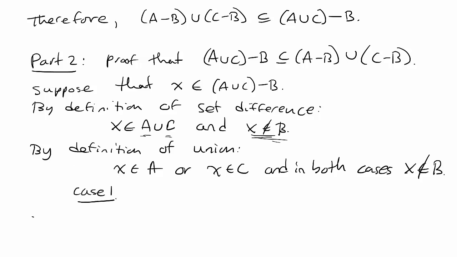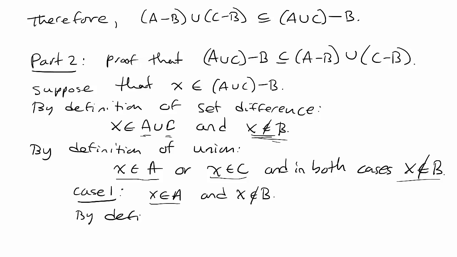All right, case 1, X is in A and X is not in B. Right? X is either in A or it's in C. So case 1, I'm going to say it's in A. Right? In both cases, it's not in B. By definition of set difference, X is in the set difference between A and B.